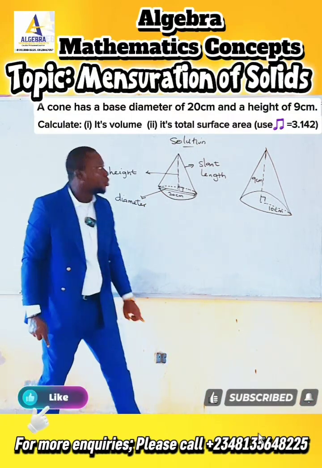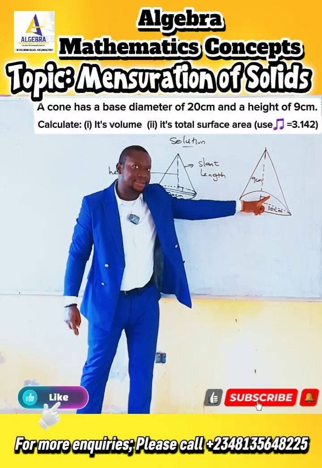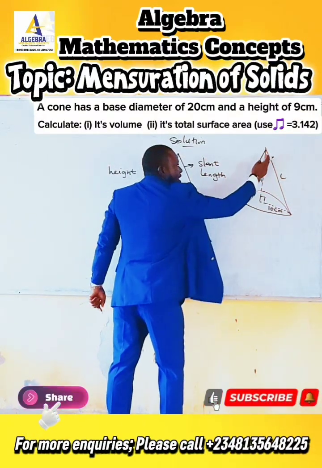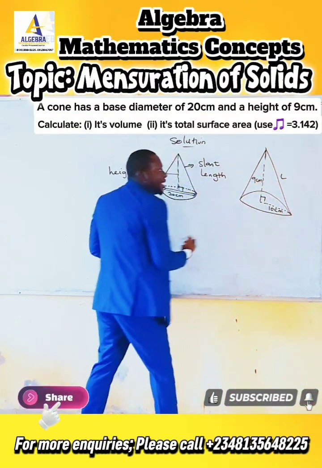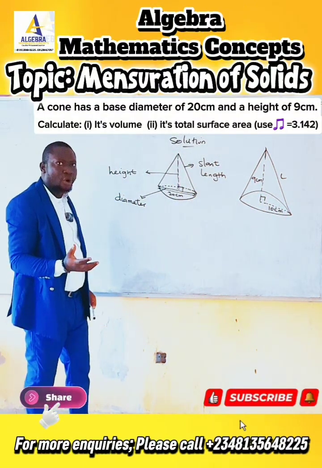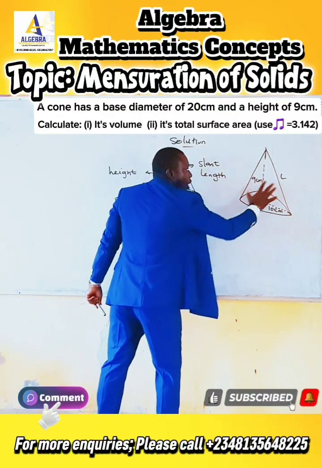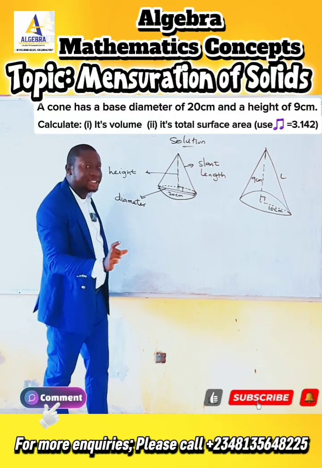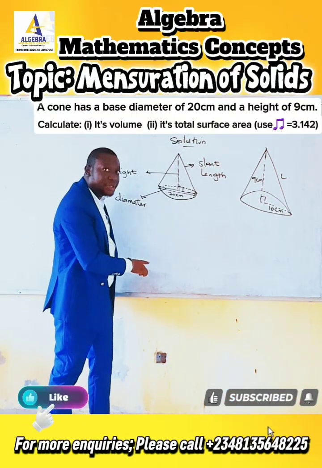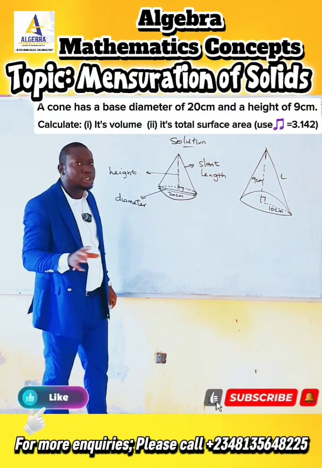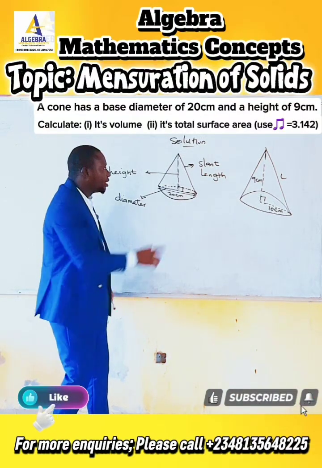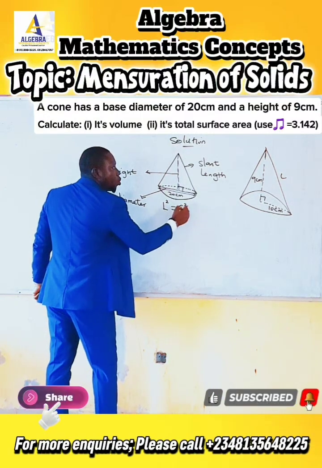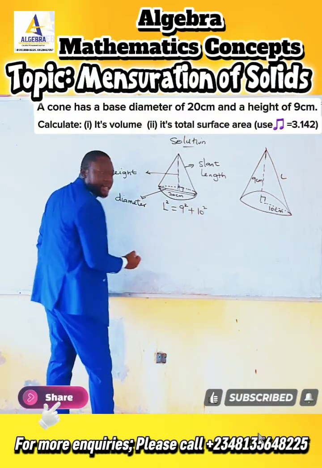The first thing I will do is get the slant length. The triangle formed here is a right angle triangle, so to get this part, I will use Pythagoras theorem. Pythagoras theorem states that the square of the longest side, which is the hypotenuse, is equal to the sum of the squares of the two other sides. So I have L square equals 9 square plus 10 square.